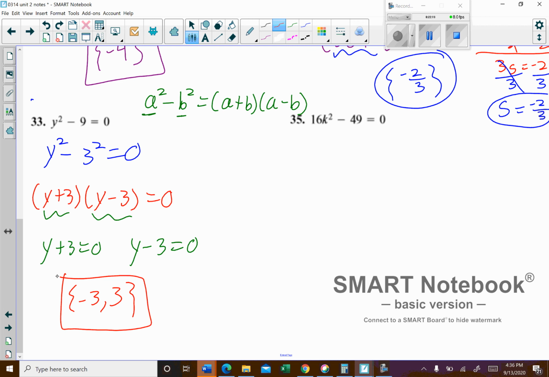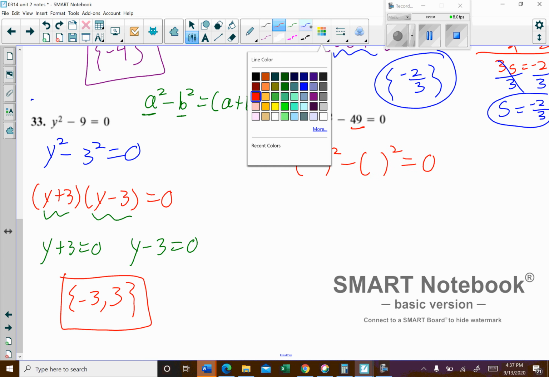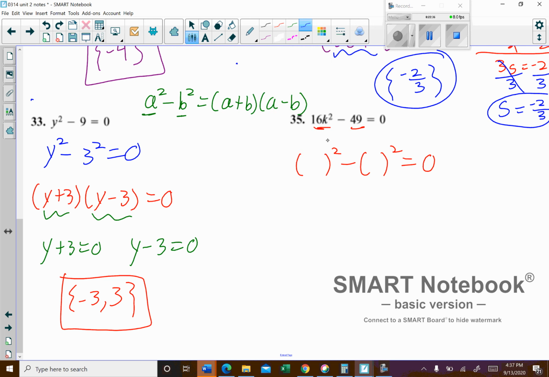All right, we'll do one more and then we'll cut this off and I'll make a part 2 video. This is pretty similar to the last one, a little bit more in depth with the bases. I got to figure out something squared minus something squared equals 0. Looking at the 16k squared, what squared gives me 16? I believe that's 4, right? 4 to the second power is 16. And then I'm going to take a k with it, so that squared is 16k squared. And then what squared gives me 49? I believe that would be a 7, right?